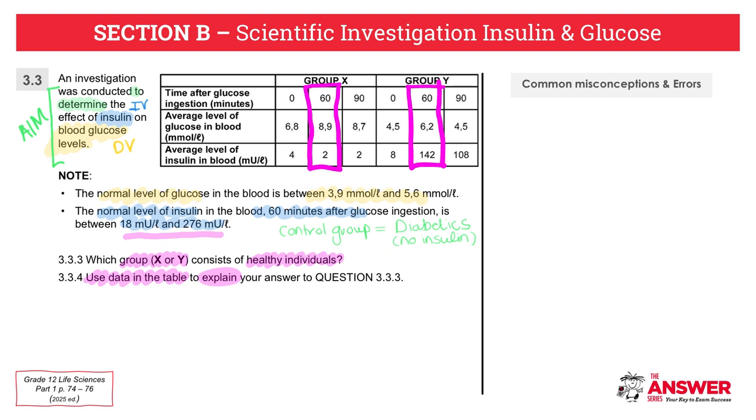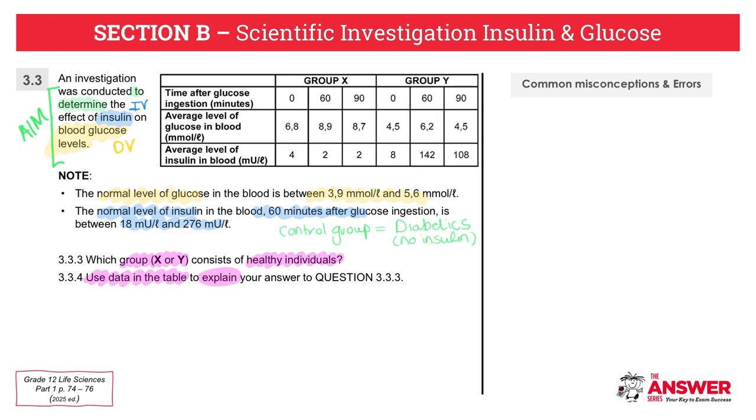And if we look at the values of group X, we see that their average level of insulin is 2 after 60 minutes compared to group Y, which is 142. So again, group Y's value falls within the normal range and group X's value is very, very low. Outside of the normal range.